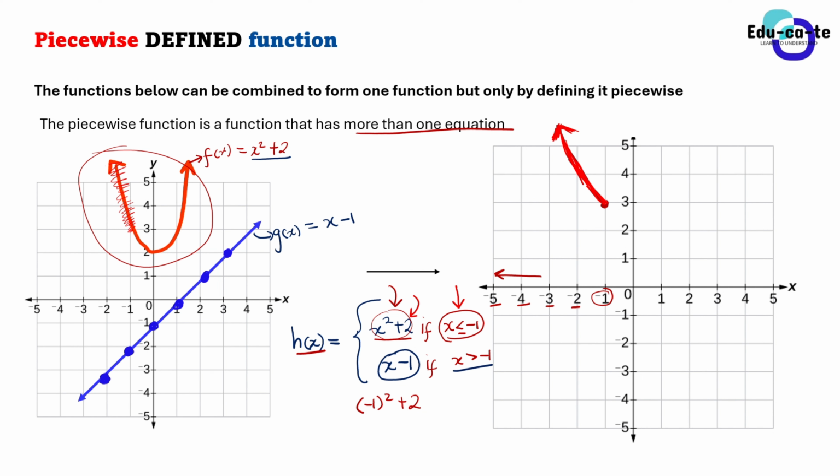But only if x is what? Greater than -1. When we say x minus 1, if x is greater than -1, it means our function h at x will be using this equation x minus 1 if x is greater than -1. So we are talking about the values to the right of -1, such as 1, 2, 3, 4, 5, such as 0. All of those values are greater than -1. So that is where we're going to plot the function using the second equation.